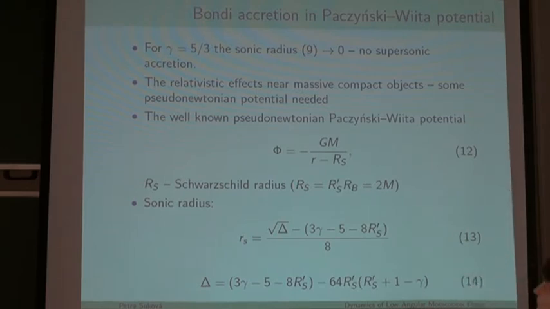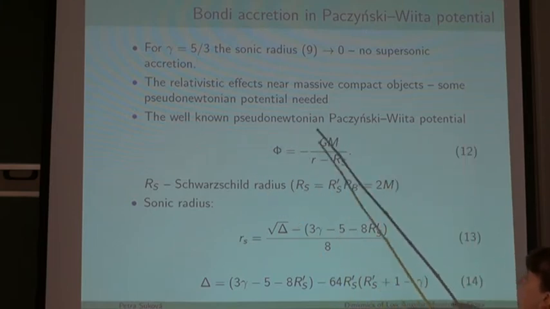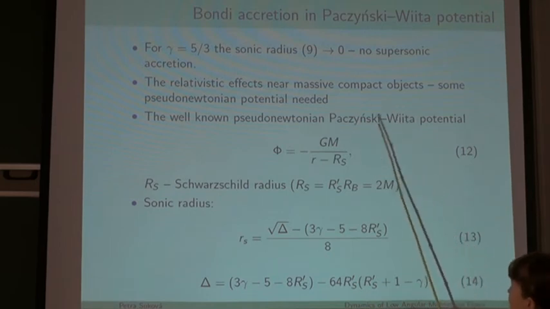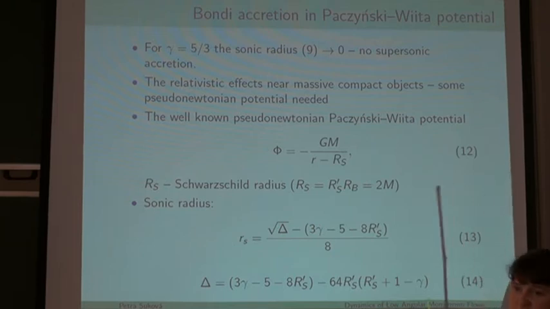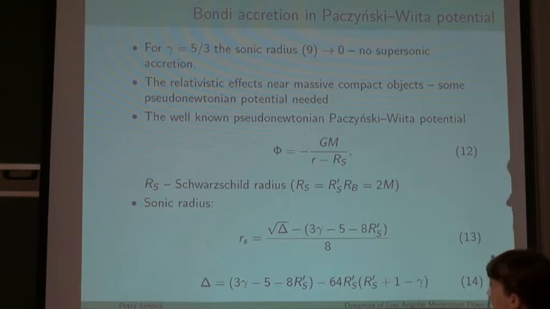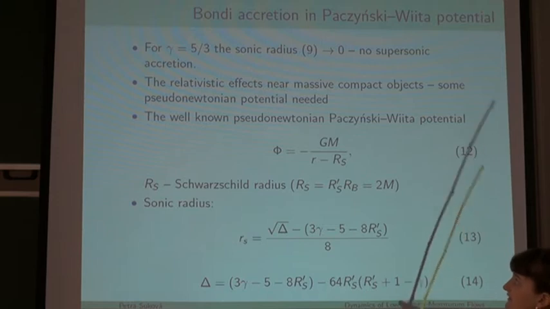So we want to use some pseudo-Newtonian potential because we don't want to solve the whole general relativistic thing. So we use the pseudo-Newtonian Paczynski-Wiita potential, which is in this form, and we replace the Newtonian potential with this potential in the Bernoulli equation. And now the relation for the sonic radius changes, and there is a non-zero sonic radius even for gamma equals 5/3.